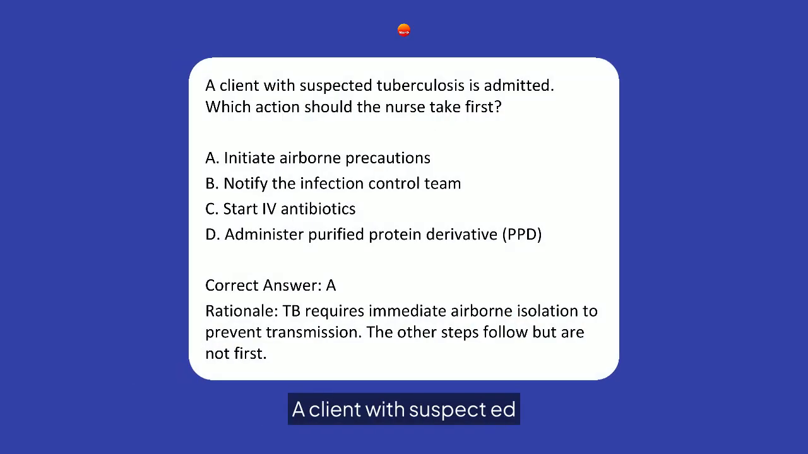A client with suspected tuberculosis is admitted. Which action should the nurse take first? The correct answer is A. Initiate airborne precautions. Rationale: TB requires immediate airborne isolation to prevent transmission. The other steps follow but are not first.